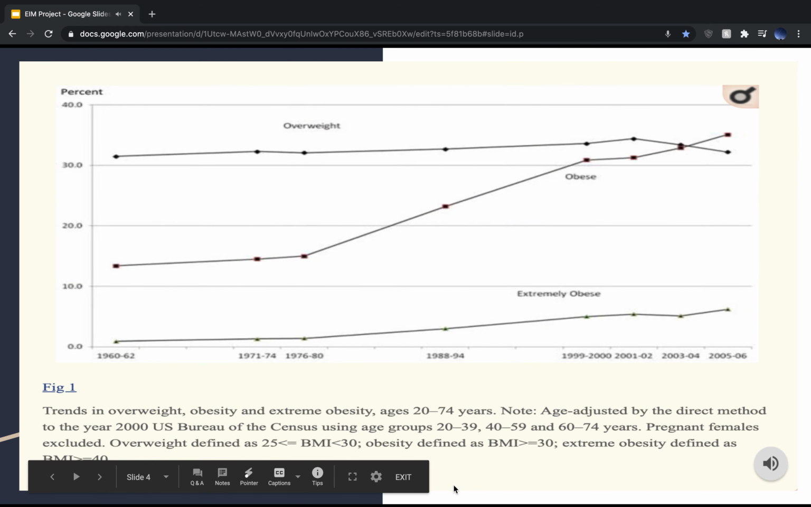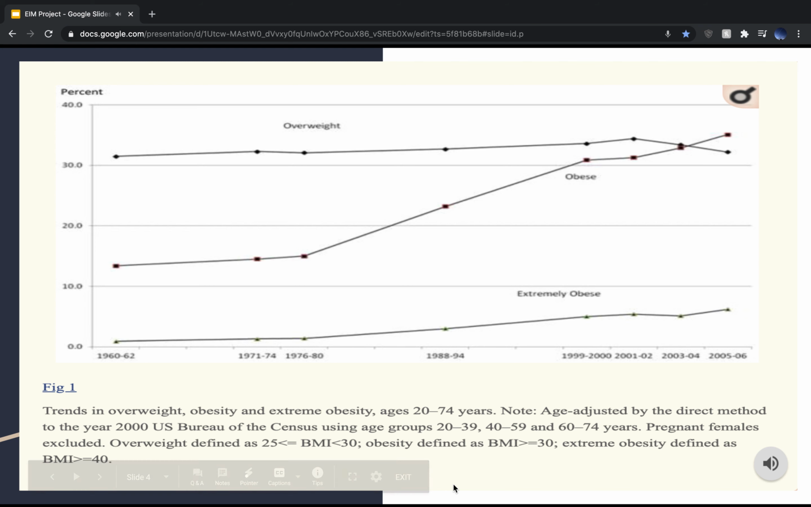Figure 1 depicts the trends in overweight, obese, and extremely obese. All of these categories have increased over the past 3+ decades, indicating a gradual but rapid increase.